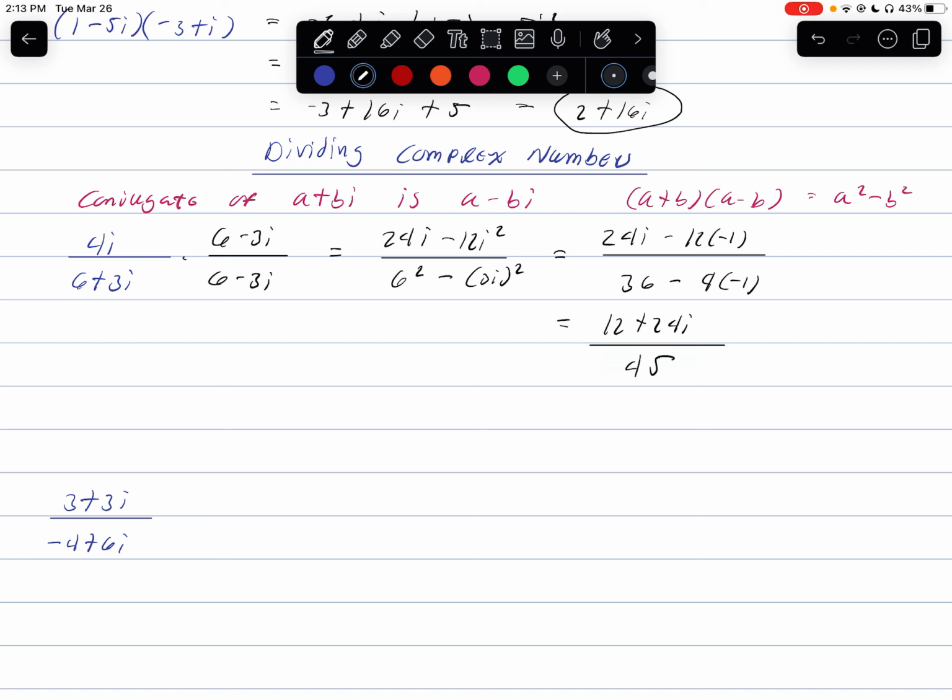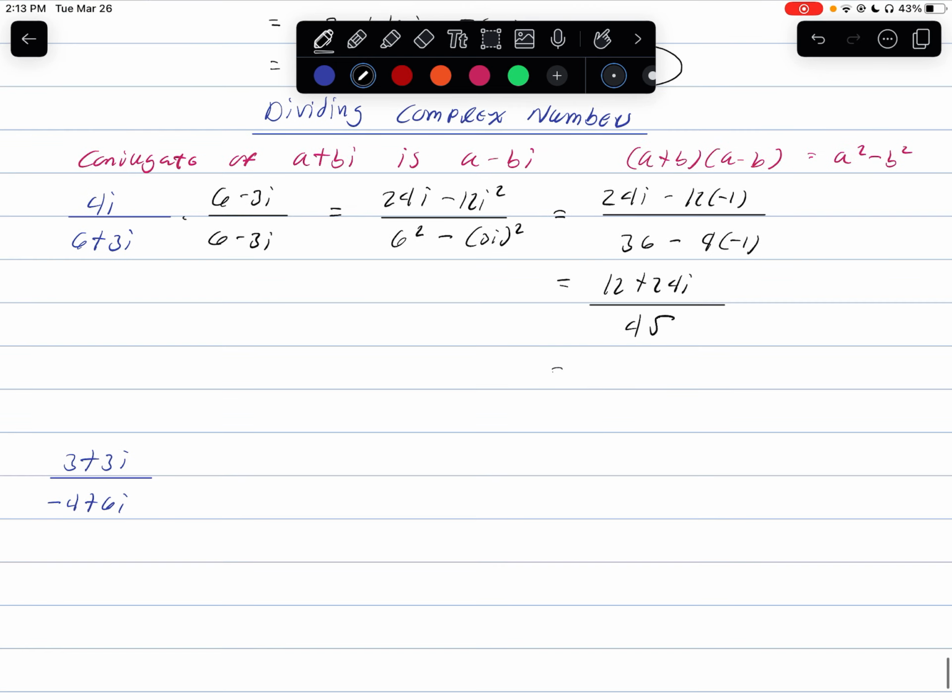And then now what we do, you can stop here. I'm not necessarily opposed to that, but a more proper way to write this would be to write the real and the imaginary parts as separate. So we can divide this up as 12 over 45 plus 24 over 45i.